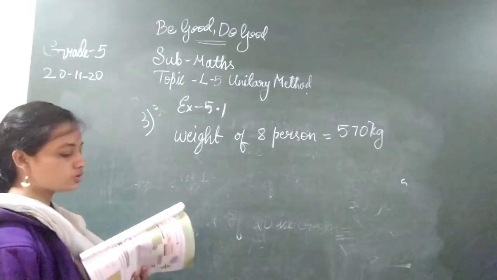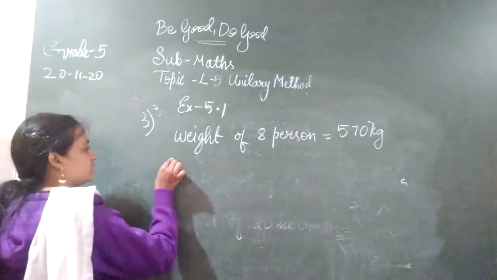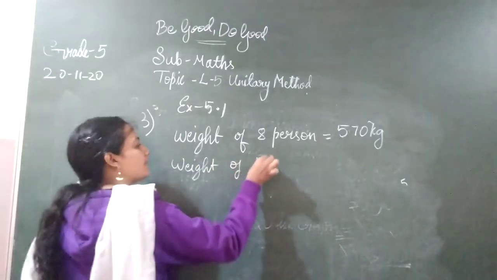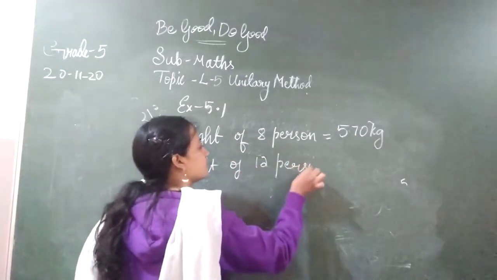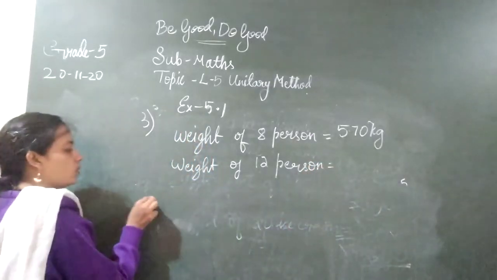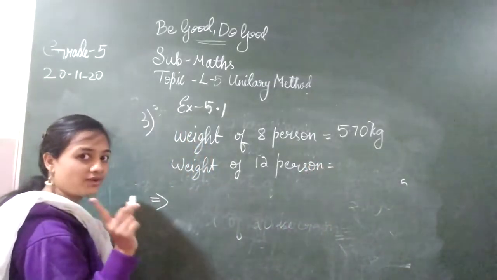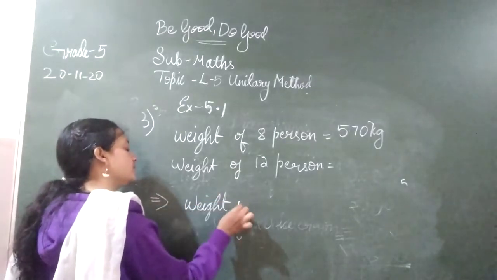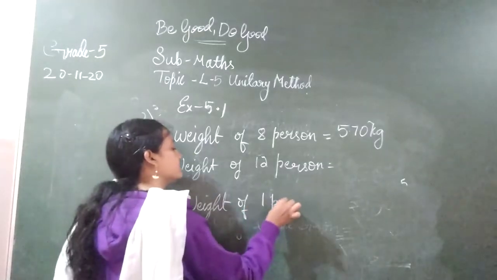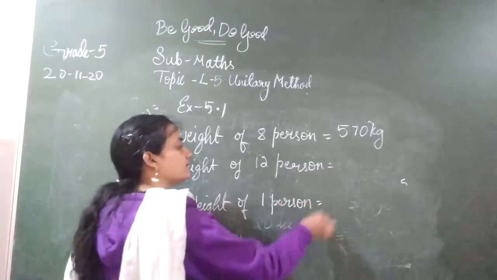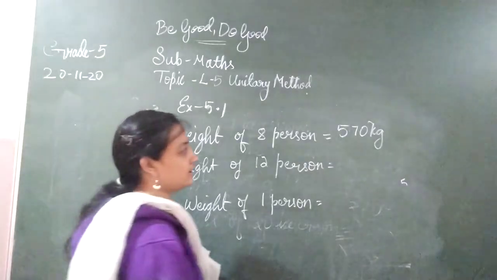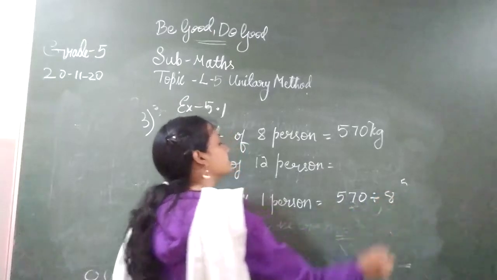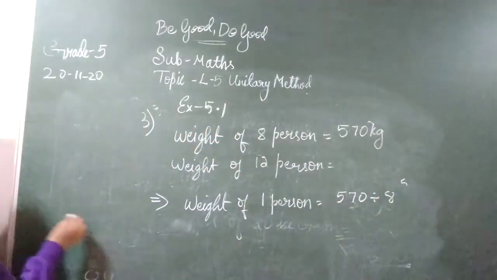Next, what will be the weight of 12 persons? So what should we find? We should find the weight of 12 persons. So same thing. Step 1. Find the weight of 1 person. Weight of 1 person is, what do I do? Divide. Divide 570 by 8. So let us divide it.